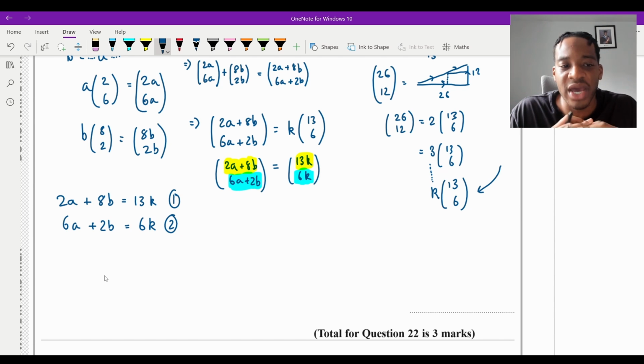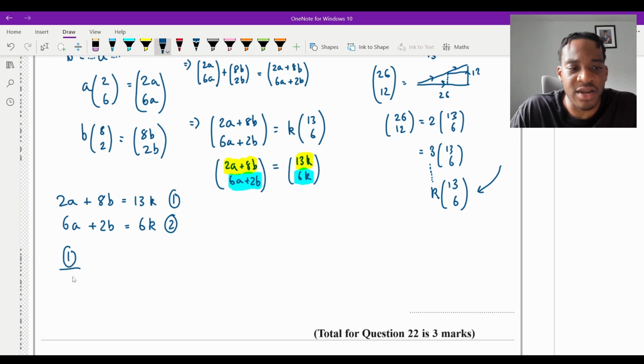We've got an extra variable k. That's an issue. Now remember, k is some non-zero number, some multiple. What you can do is a trick here to eliminate k. What I'm going to do is take equation 1 and equation 2, and just do equation 1 divided by equation 2.